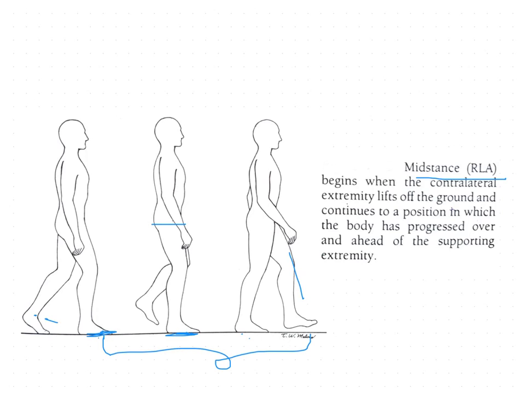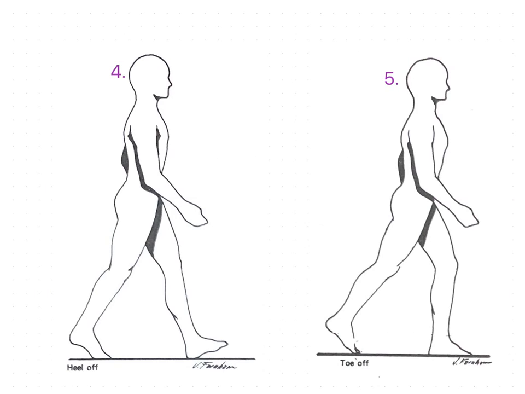Now we will move on to the next event, which is called heel off. This is the traditional point, heel off. It is explained as the point at which the heel of the reference extremity leaves the ground.